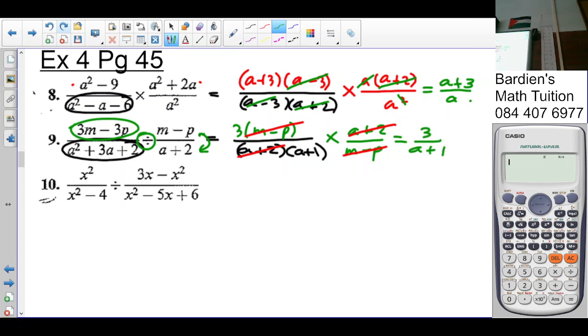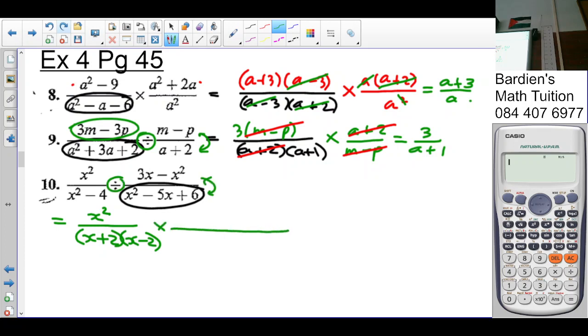Okay, the last one, number 10. Again, that was given. So it's going to be x squared over x plus 2, x minus 2. Change that to multiplication, tumble and times 3 times. So on top, that is going to be x minus 3, x minus 2.